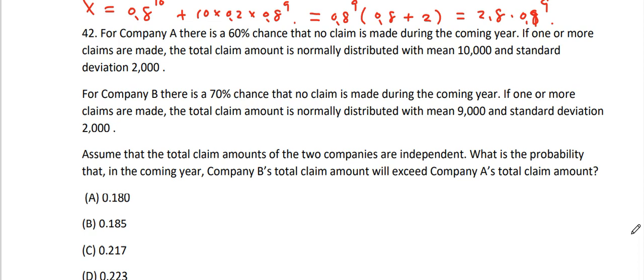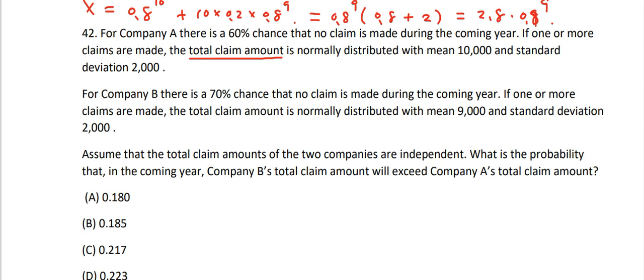Okay, so for problem 42, for company A, no claim is 60%. If one or more claims are made, the total claim amount is normal distribution with mean and deviation given. So no matter how many claims happen, we only look at the total claim amount.